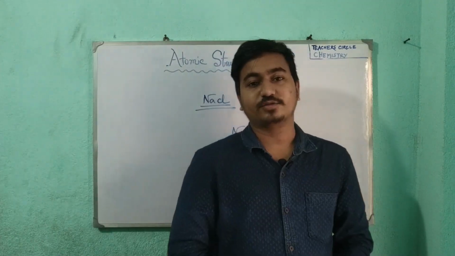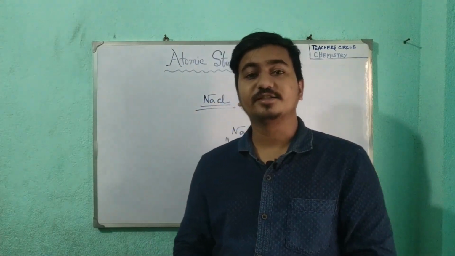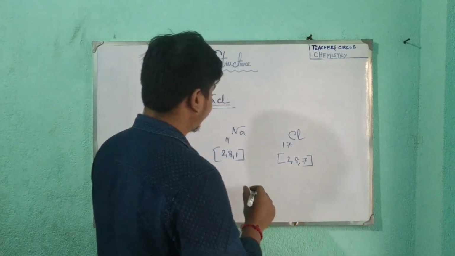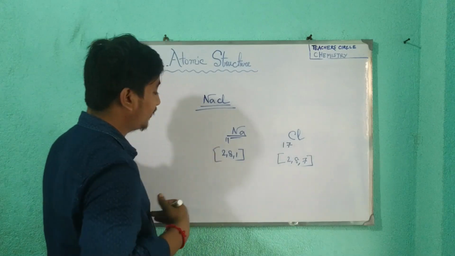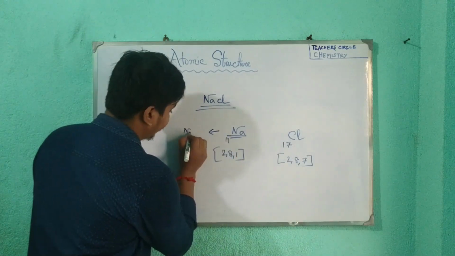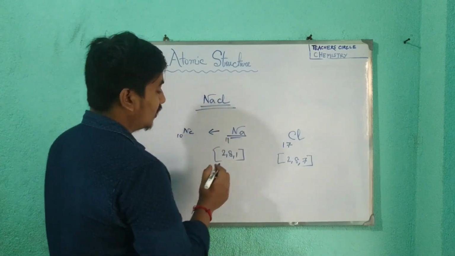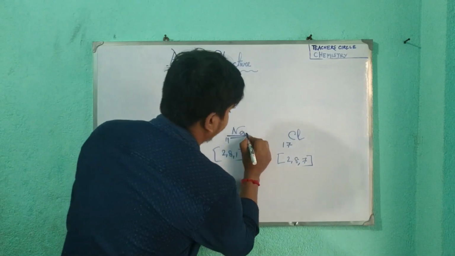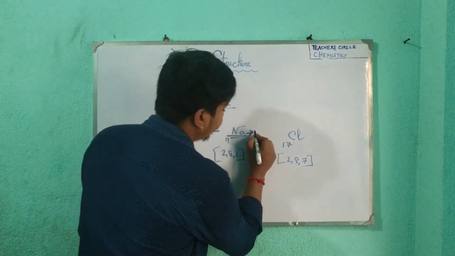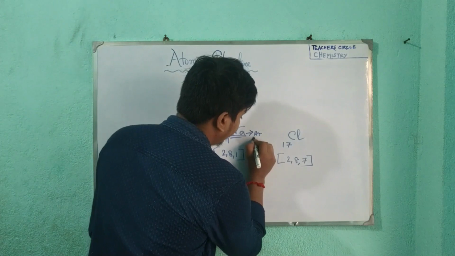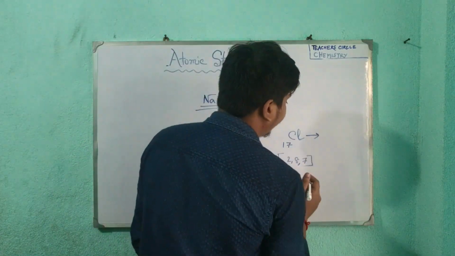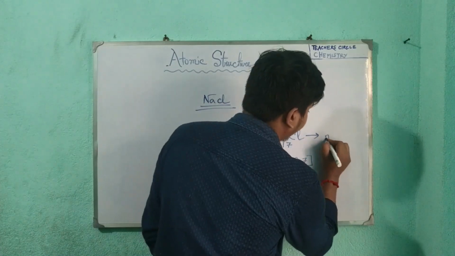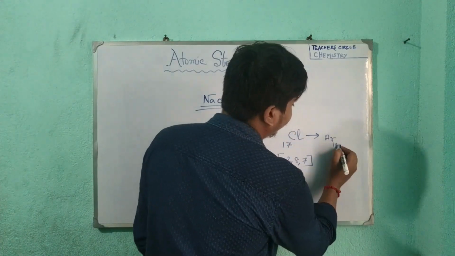An element is considered stable with the configuration of its nearest noble gas, or inert gas configuration. So for sodium, what is the nearest noble gas configuration? That is neon, which is 10. The other element, argon, is far away from sodium. But for chlorine it is very near to argon. Why? Because chlorine is 17 and argon is 18.